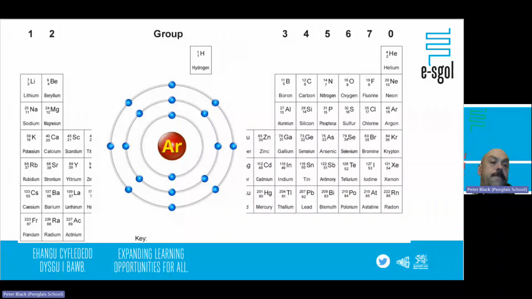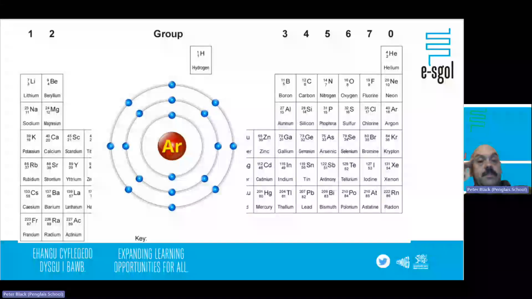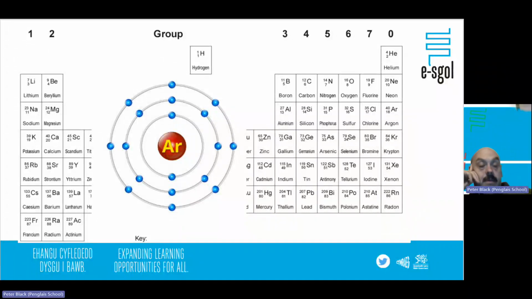Okay, so group refers to the number of outer electrons. And if we look on this outer shell here, we've got 8 outer electrons. So this means argon is actually a group 0 element. And with group 0, they have a full outer shell. So this is why argon is in this group. All these elements have full outer shells.